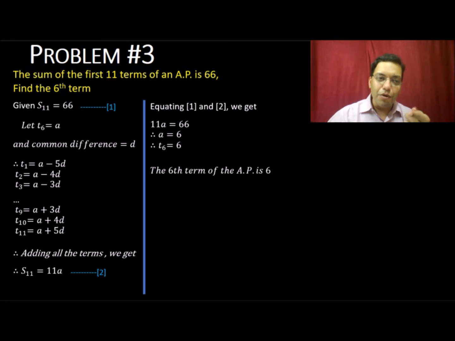So when you see such problems, it is important that you remember the naming system that I had taught you. Call the middle term A, and then you name the higher terms A plus D, A plus 2D, and the lower terms A minus D, A minus 2D, and so on. So that when you add them all up, all the D terms will get cancelled out, and you can find the value of A, which will be the middle term.